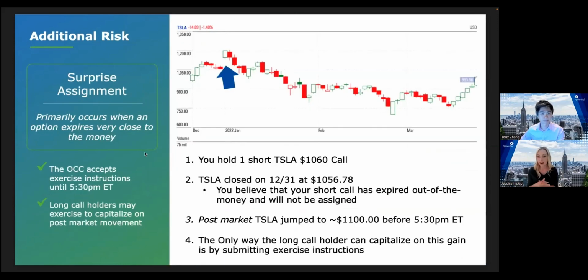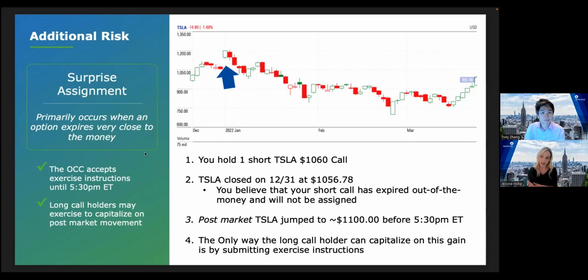And then the last risk that I want to make you aware of is we call it surprise assignment. Now, this is true if you hold any short options. So it could be a short put or a short call. But essentially the way options work, you can submit exercise instructions to the Options Clearing Corp, or OCC, up until 5:30 p.m. Eastern Time. But the option ceases trading at 4 p.m. Eastern Time. That means there's an hour and a half that someone could execute upon the terms of that contract, and you as the short option holder can't do anything about it.